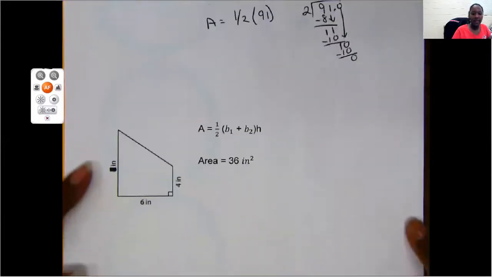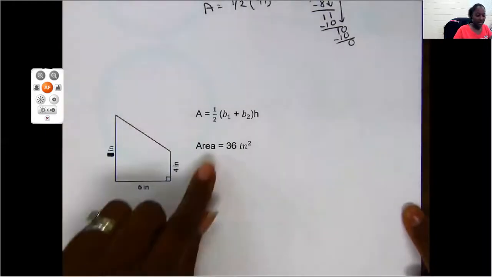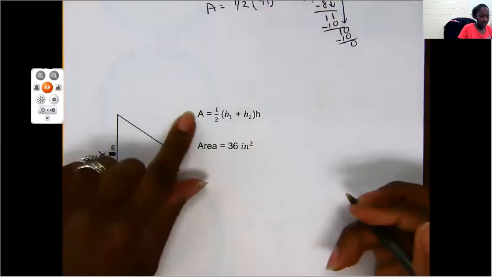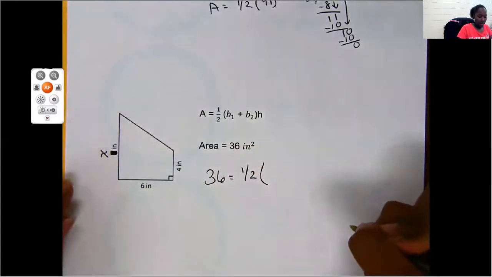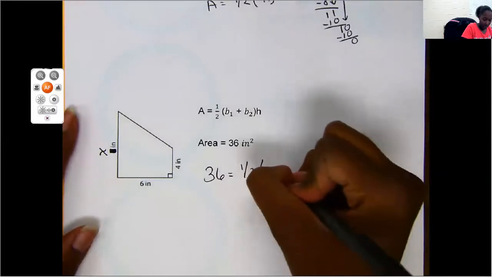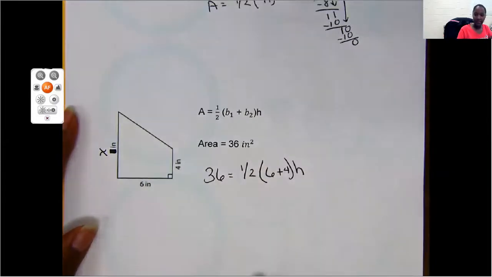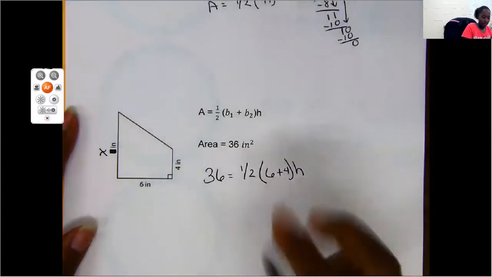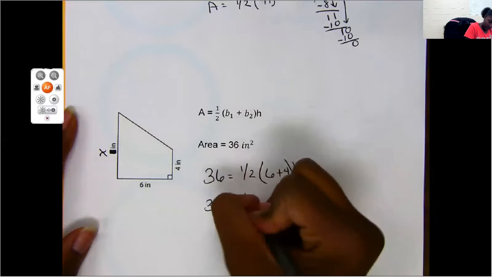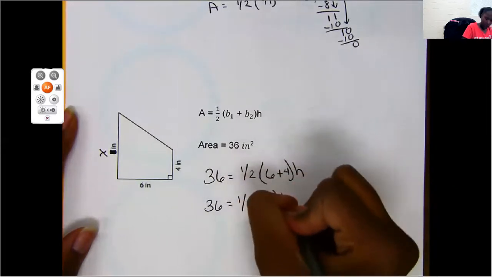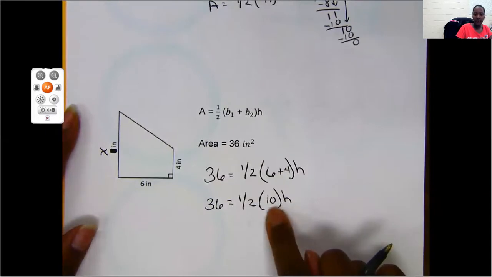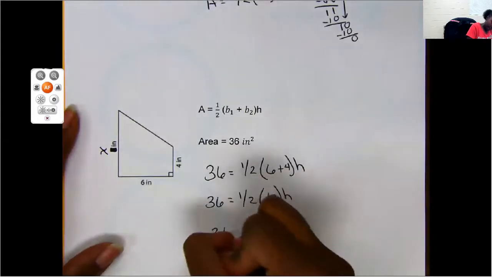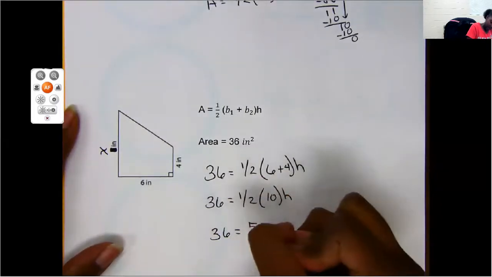Okay, finally, ladies and gentlemen, we are going to work backwards. They give us the area, but we're missing one of the sides. Okay, so instead of putting A, I'm going to put 36 equals half. Okay, I have my bases. I'm missing my height. 6 plus 4, it's 10. I can't multiply because I don't know what H is, but I can take half of 10. Half of 10 is 5.